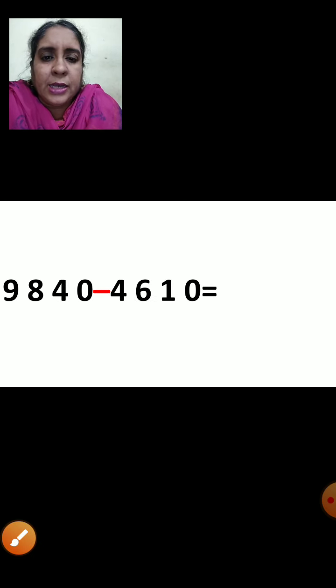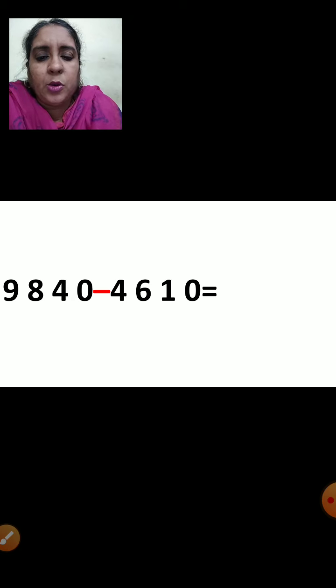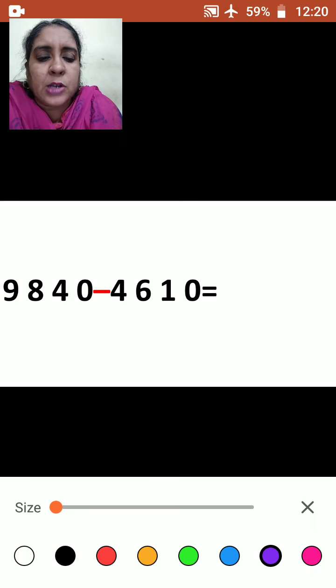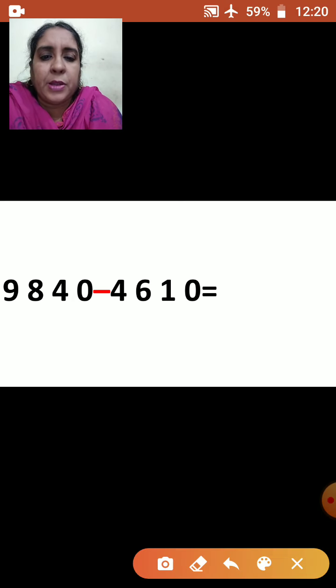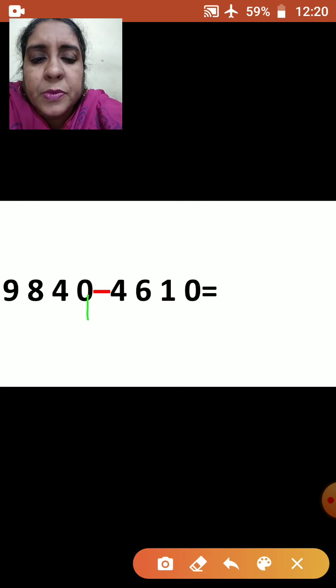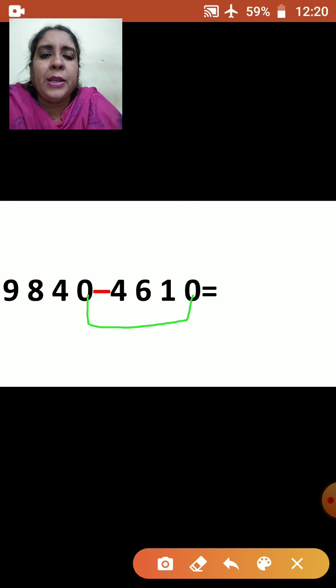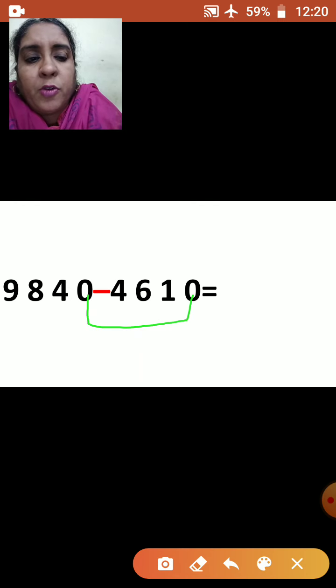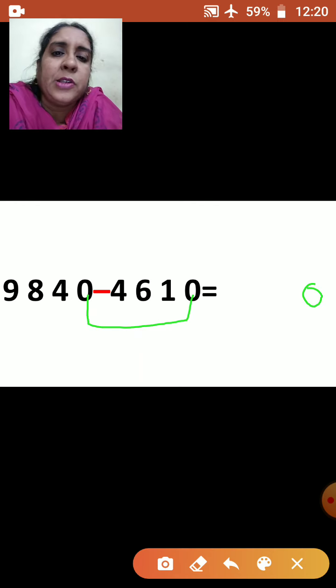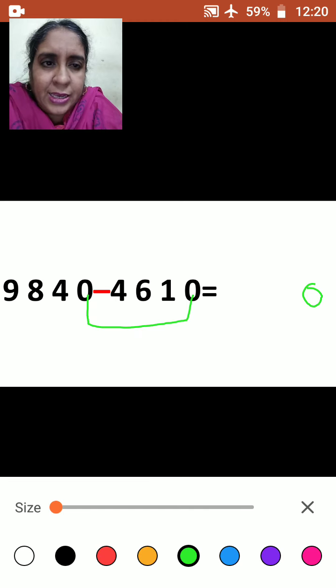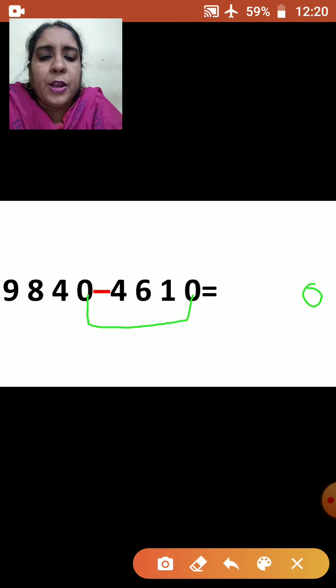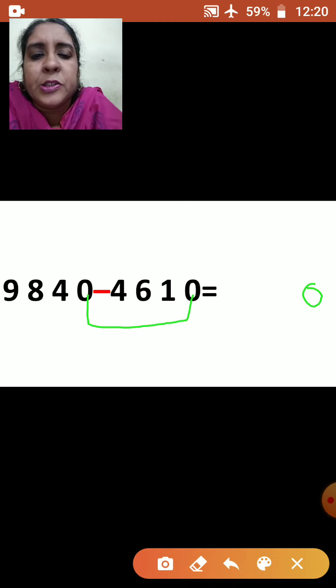Now last sum we are going to do, that is 9840 minus 4610. Here also we are going to start from units place. Right. Now see the numbers on units place. 0 minus 0. What will be your answer? 0 minus 0 will be? Yes, 0.